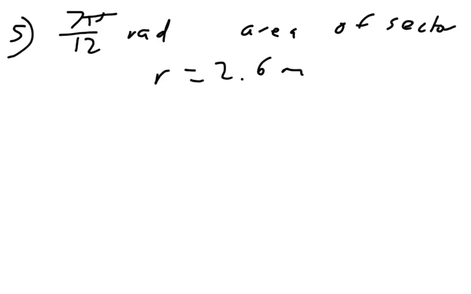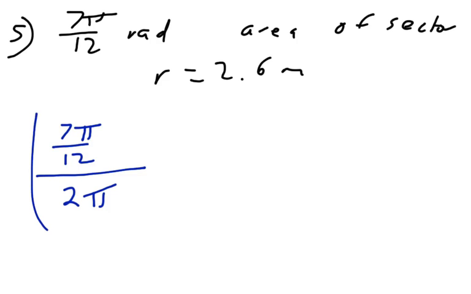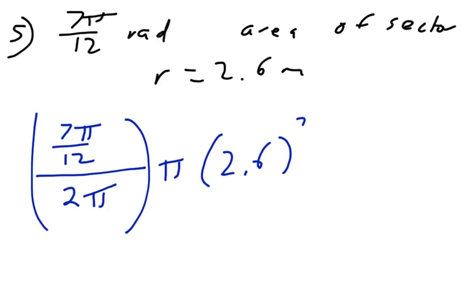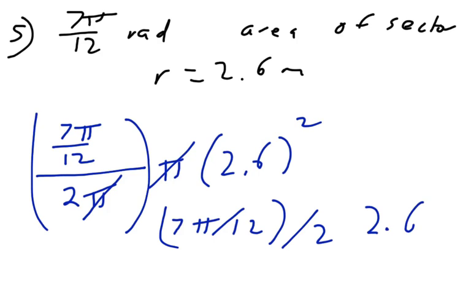Last problem, we got the same problem we did in number 3, except this is in radians. And instead of 360 degrees, there are 2 pi radians in there. And we multiply this by pi times 2.6 squared. Well, the pi and the pi cancel, so we got 7 pi over 12 divided by 2 times 2.6 squared. And that gives me an area of 6.19 meters squared.